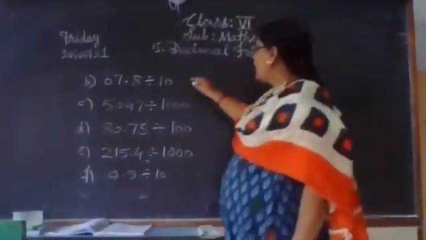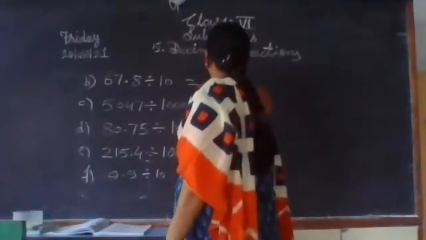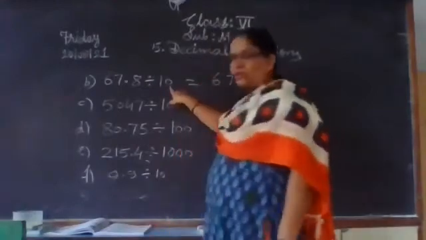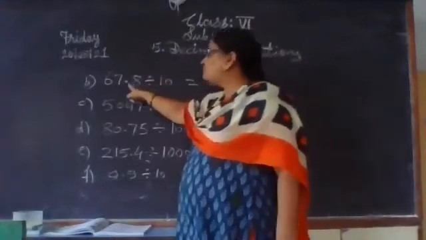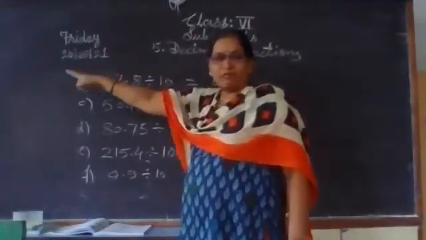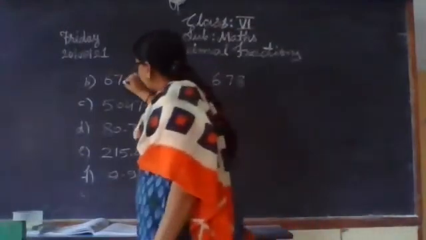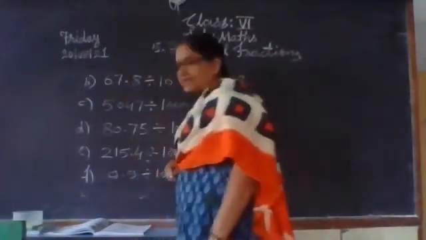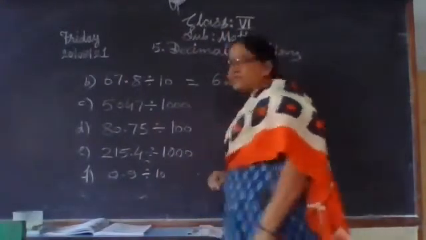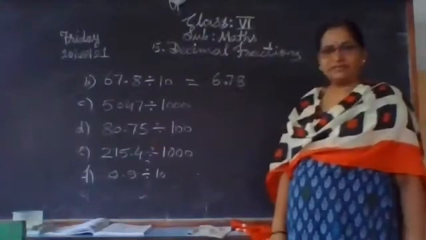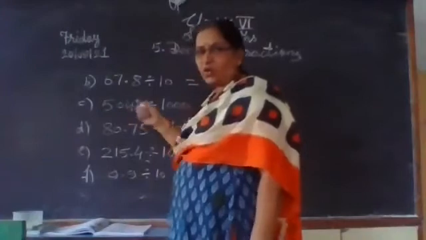So write down the number as it is without the decimal point. It is 6, 7, 8. Now you have to divide it by 10. It has 1 zero. That means what? You have to shift this decimal point one place to the left side. Means it would be before 7. So the answer is 6.78. Got it, beta?